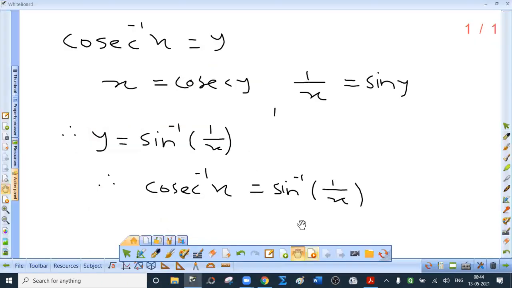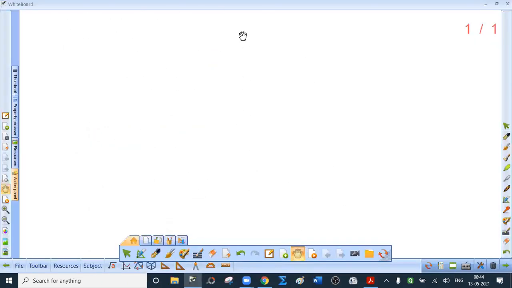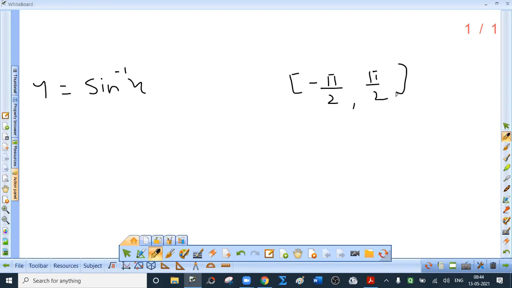See, I'll tell you. For sine inverse x, what is the range? If I say y equal to sine inverse x, then it is closed interval minus pi by 2 to pi by 2. And that is why it is logical that sine inverse of minus x is minus sine inverse x. For y equal to tan inverse x, tell me what is the range? It is open interval minus pi by 2 to pi by 2.